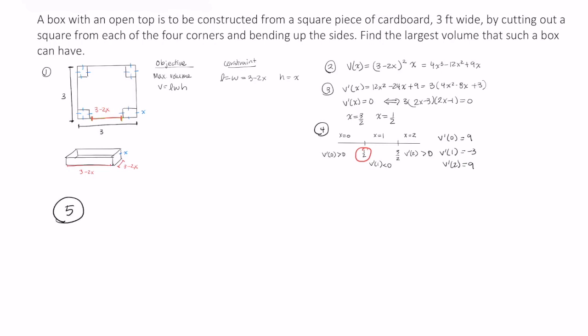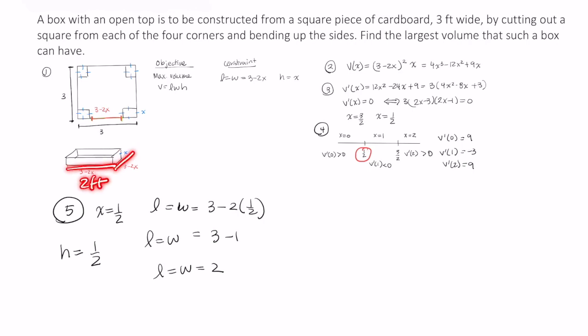Now we are at step 5, in which we use our critical value and our constraint to solve for any other unknowns. We have x equals 1/2, so the length equals the width equals 3 minus 2 times 1/2. I'm replacing this x here with a 1/2. So the length equals the width equals 3 minus 1, which is 2. And then, of course, the height is just equal to x, so the height is equal to 1/2. So the dimensions of this box are 2 feet by 2 feet with a height of 1/2 foot, or 6 inches.